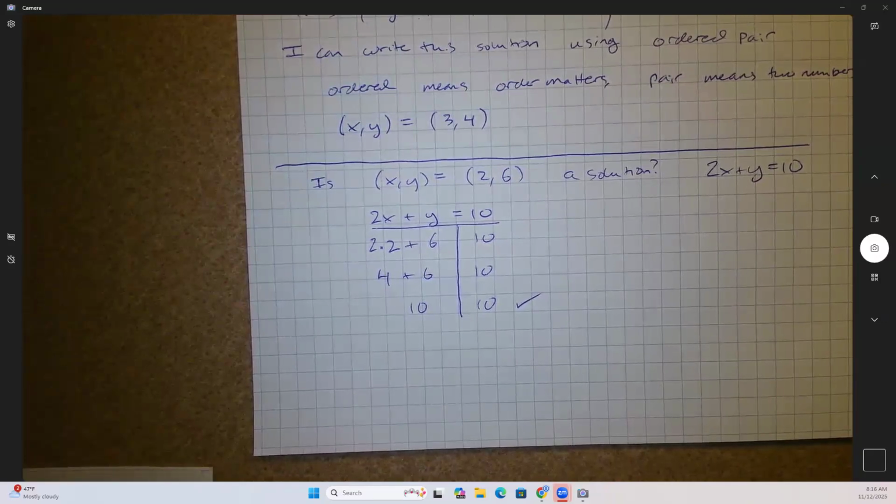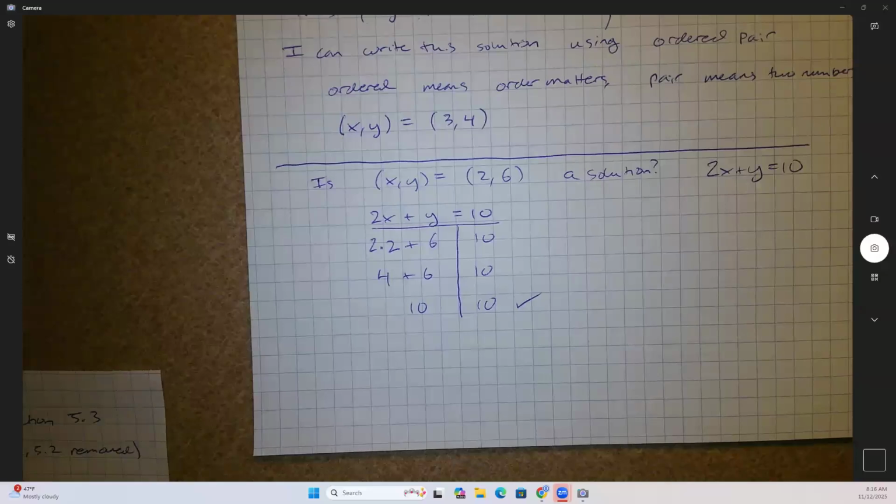This process is called verifying solutions. It's one of the skills that you'll be working on in your worksheet. You're given an x and a y, and you just want to know, does that pair make the solution, or does that pair make the equation true?